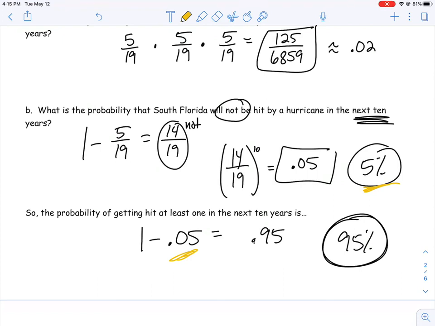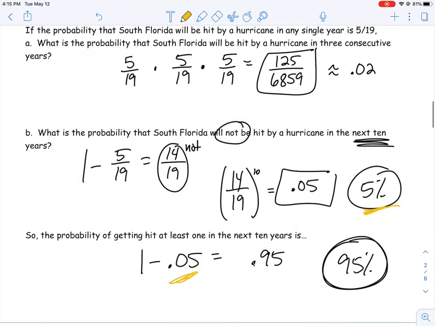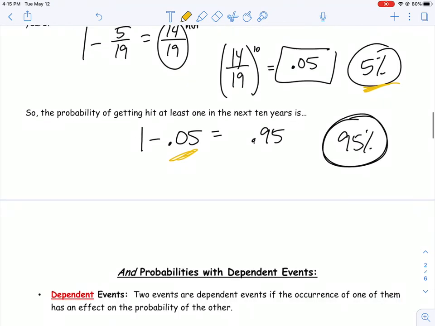All right, make sure you practice those probabilities with the word and in your independent events, and then practice a few examples here with the probability of happening at least once. Practice those few before we move on to the next video. Let me know if you have any questions.